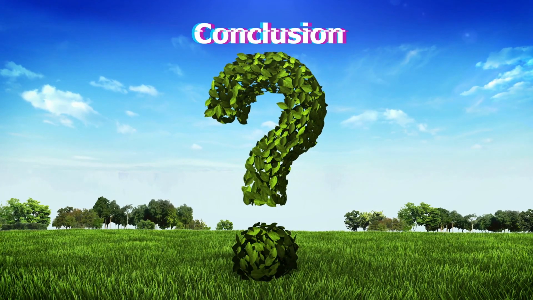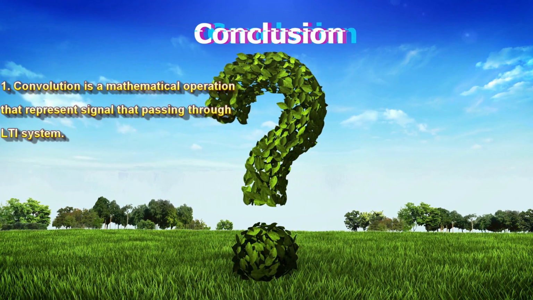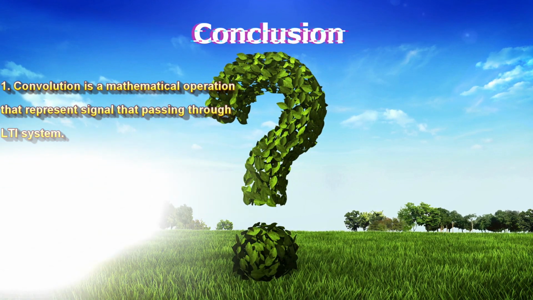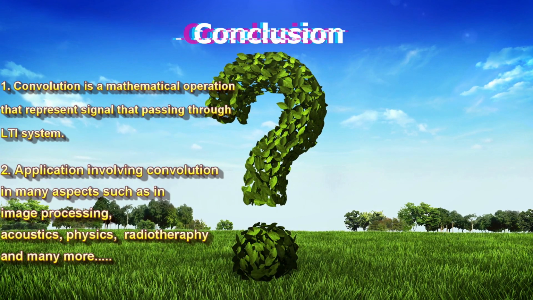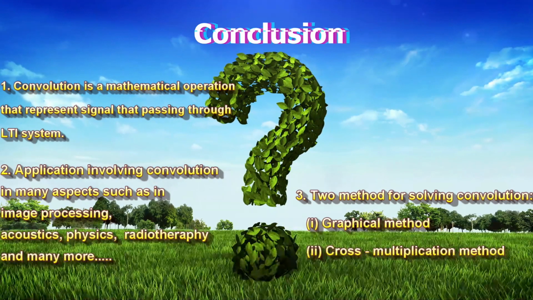In a nutshell, first, convolution is a mathematical operation that represents a signal passing through an LTI system. Second, convolution has applications in many areas such as image processing, acoustics, physics, radiotherapy, and a lot more. Third, there are two methods for solving convolution, which are the graphical method and the cross-multiplication method.